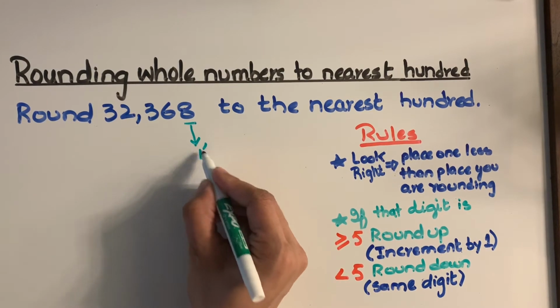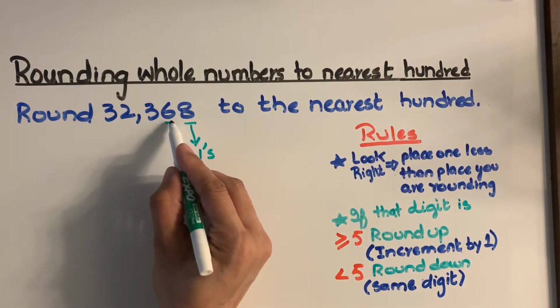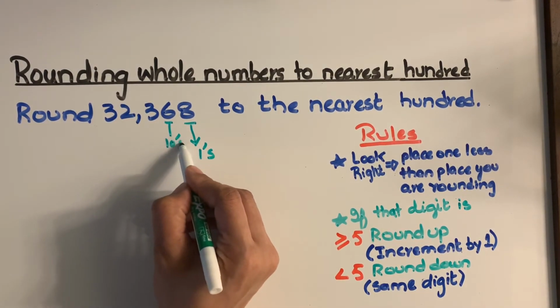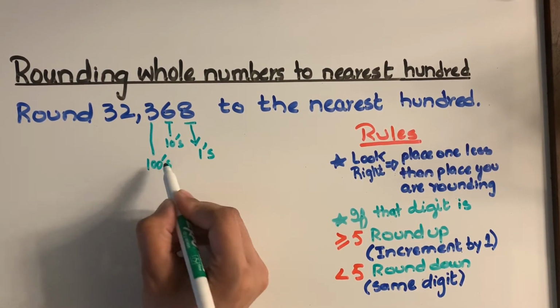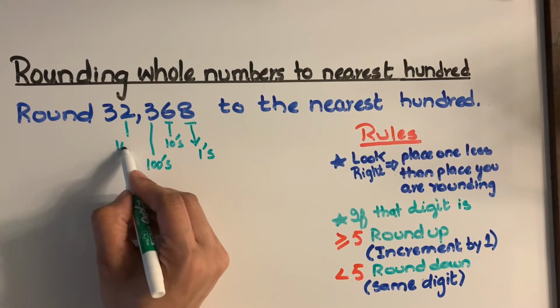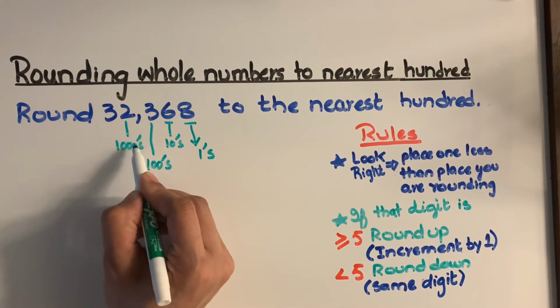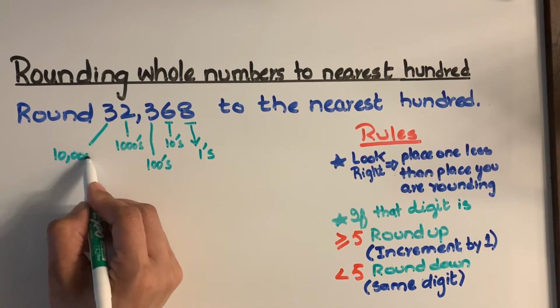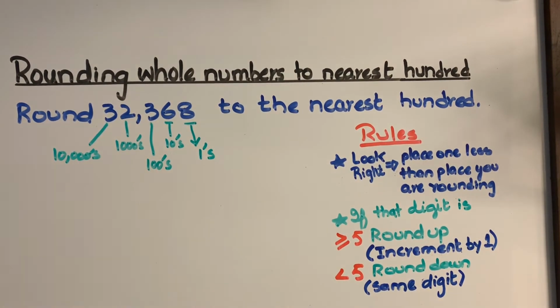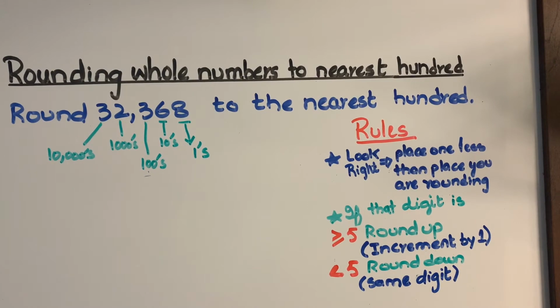8 is in the ones place. This is the tens place. Hundreds. Thousands. 10,000s. To solve this question, we have to follow some rules.